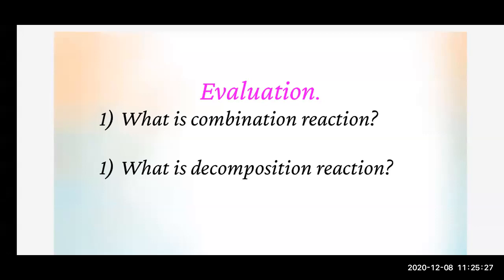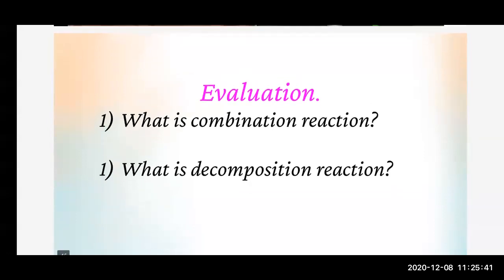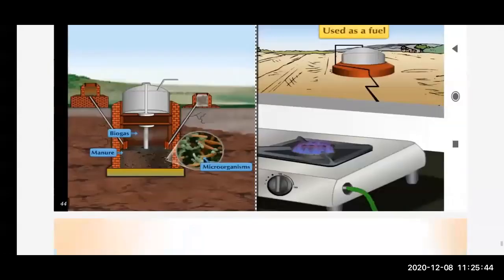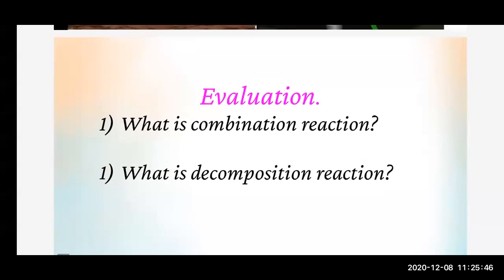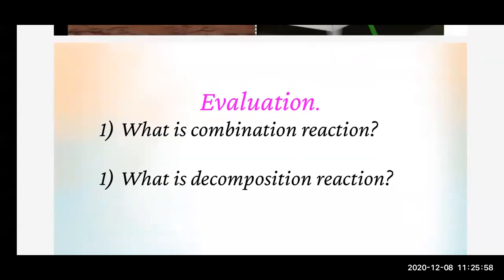The second question is, what is decomposition reaction? Decomposition reaction: the chemical reaction in which two or more products are formed from a single reactant is called a decomposition reaction. Okay, very good. So the definition is: the chemical reaction in which two or more products are formed from a single reactant is called a decomposition reaction. And about 4 examples we have seen, so those examples also you have to write and practice.